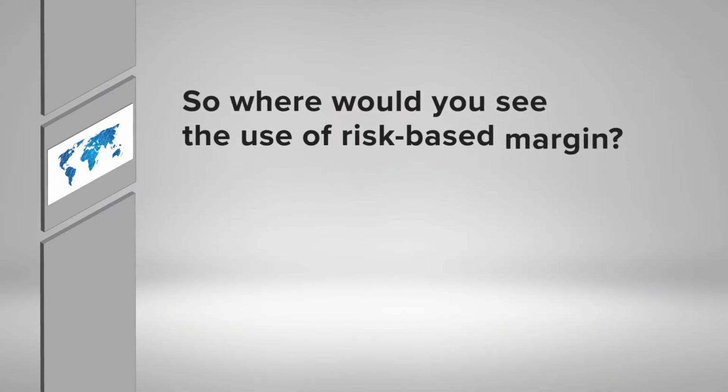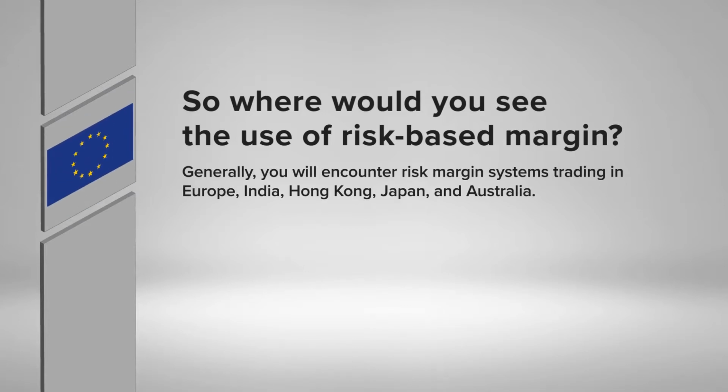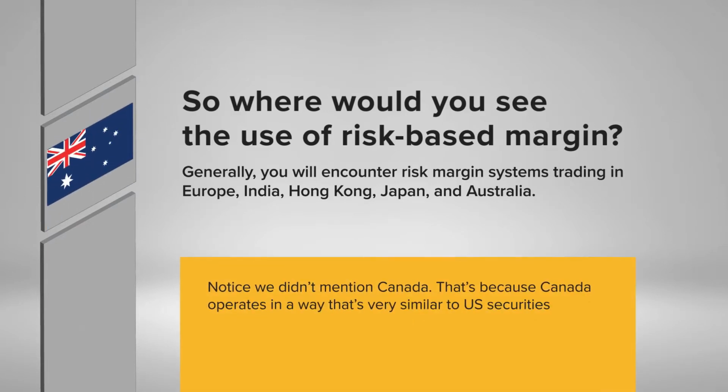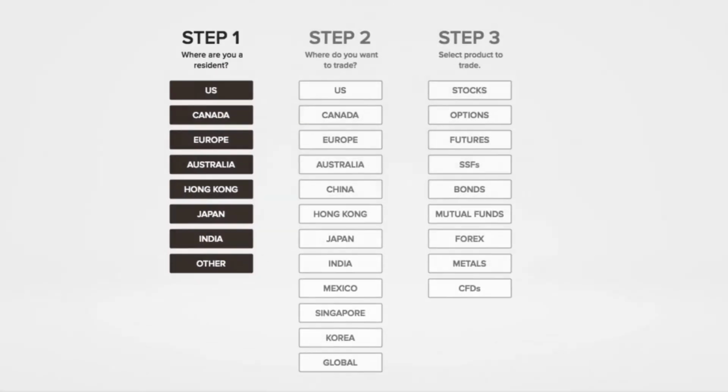So where would you see the use of risk-based margin? Generally, you will encounter risk-based margin trading in Europe, India, Hong Kong, Japan, and Australia. Notice we didn't mention Canada. That's because Canada operates in a way that's very similar to US securities with a rules-based system. Note that clients of IB Canada are still subject to Canadian margin requirements. There are some exceptions to this.